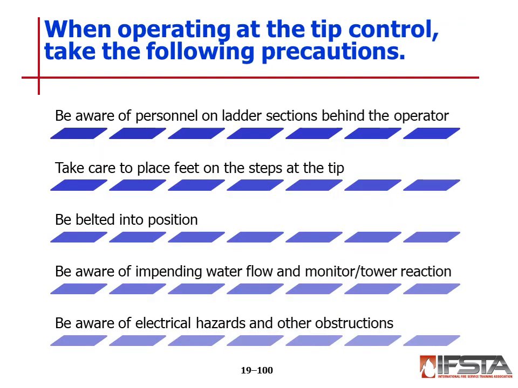When the tip control is used, the operator at the tip of the ladder needs to take the following precautions. Be aware of personnel who are on the ladder sections behind them. Take care to place feet on the steps at the tip to avoid injury from the moving ladder sections. Be belted in position to protect against abrupt or unexpected ladder movements. Be aware of impending water flow and monitor the tower reaction. Be aware of electrical hazards and other obstructions.